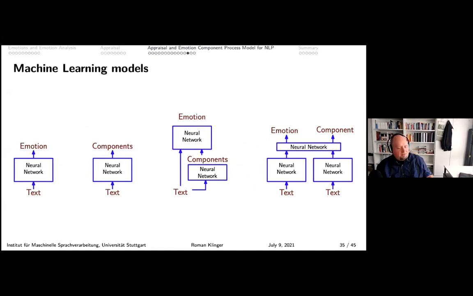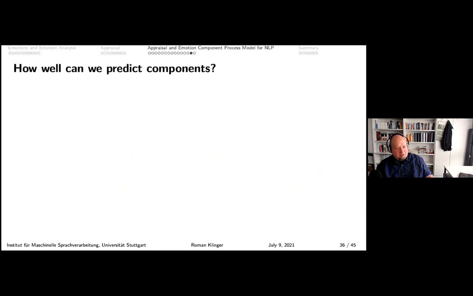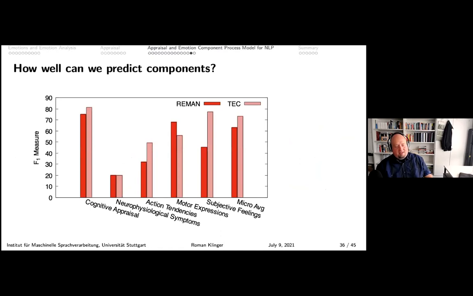So let's see how well this works. The first question is, of course, how well can we predict components? And we see that across the different corpora, it's not always as easy. It seems that some dimensions are easier on Twitter and some are easier on literature. Tech is Twitter, Riemann is literature. And there's also this one dimension here, which seems to be very difficult. This is just because there are not many instances in there.